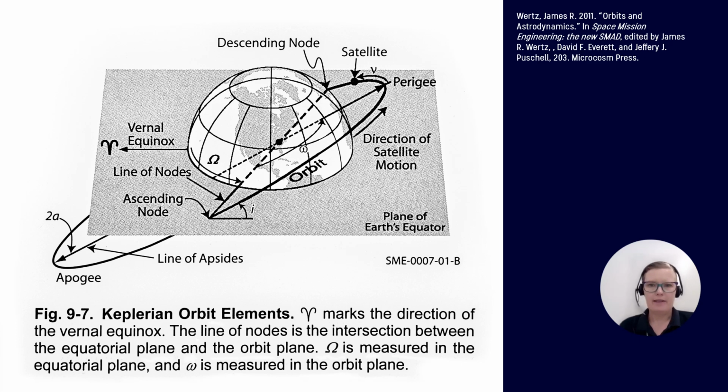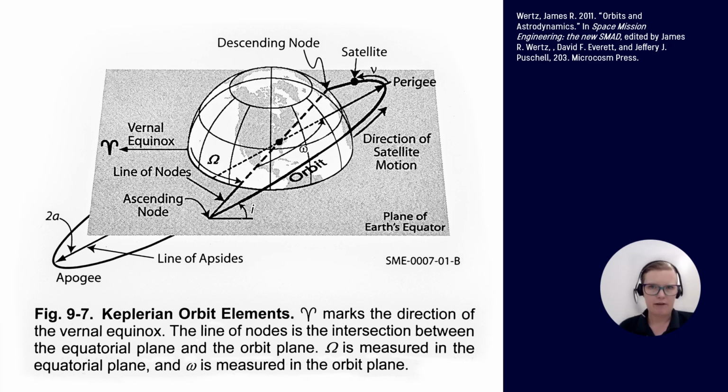So at that time, when the center of the sun and the center of the Earth are lined up, if we drew a line through the center of the Earth and the center of the sun at that point and left it there, that's our vernal equinox direction. And that's what we're going to use as the reference point to get to the angle of the right ascension of the ascending node.